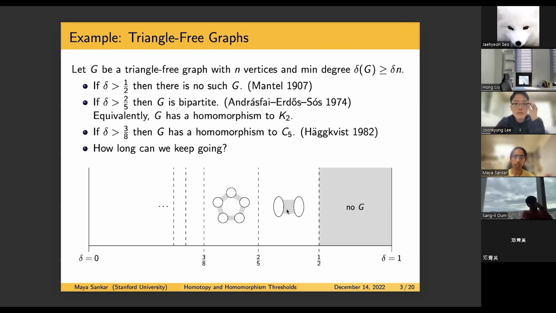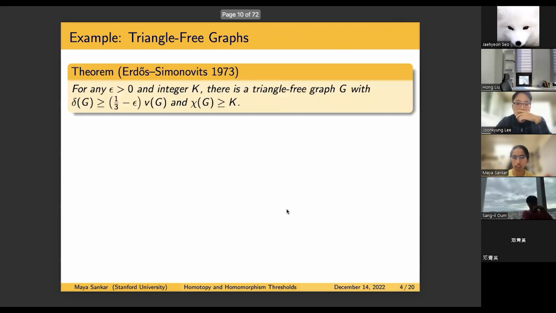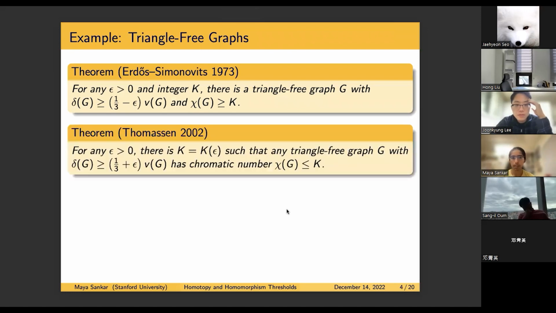And the question is, can we keep going until 0? Is there a hard threshold? And it turns out that there's a hard threshold at 1/3. So below 1/3, there's a theorem that says there are graphs that are triangle-free with minimum degree fraction arbitrarily close to 1/3, but chromatic number arbitrarily large. So not only can we not get this nice homomorphism structure below 1/3, we in fact can't even show anything about the chromatic number.